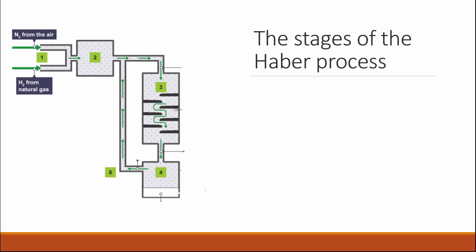First of all, nitrogen and hydrogen are fed through the pipes where they go through a compressor. The pressure is increased to 200 atmosphere and the nitrogen and hydrogen are allowed in where they are heated to 450 degrees and then they go through the reacting chamber where there is an iron catalyst bed. The hydrogen and nitrogen will react together to give the ammonia, but this is a reversible process.